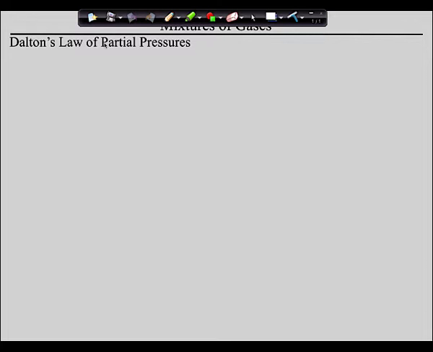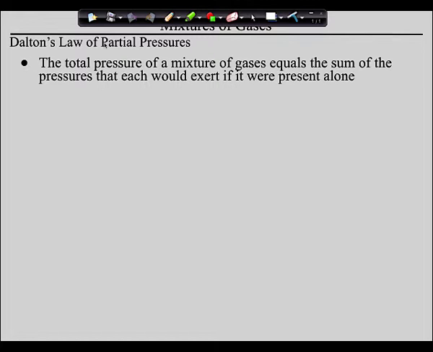And guys, it's really this simple on the front. Dalton's law of partial pressure simply says the total pressure of a mixture of gases is equal to the pressure of each of the components of the mixture. That was paraphrasing. Or it says the total pressure of a mixture of gases equals the sum of the pressures that they would exert as if they were present alone.